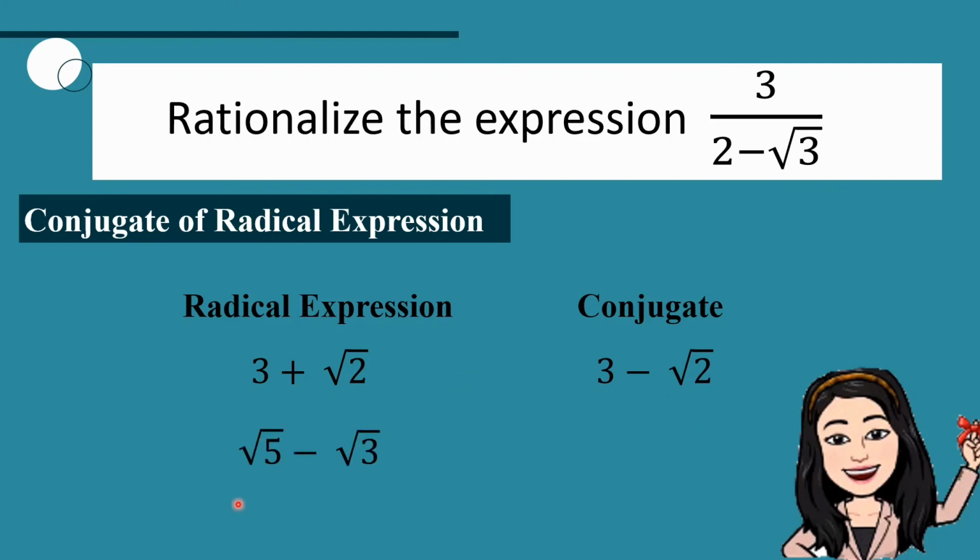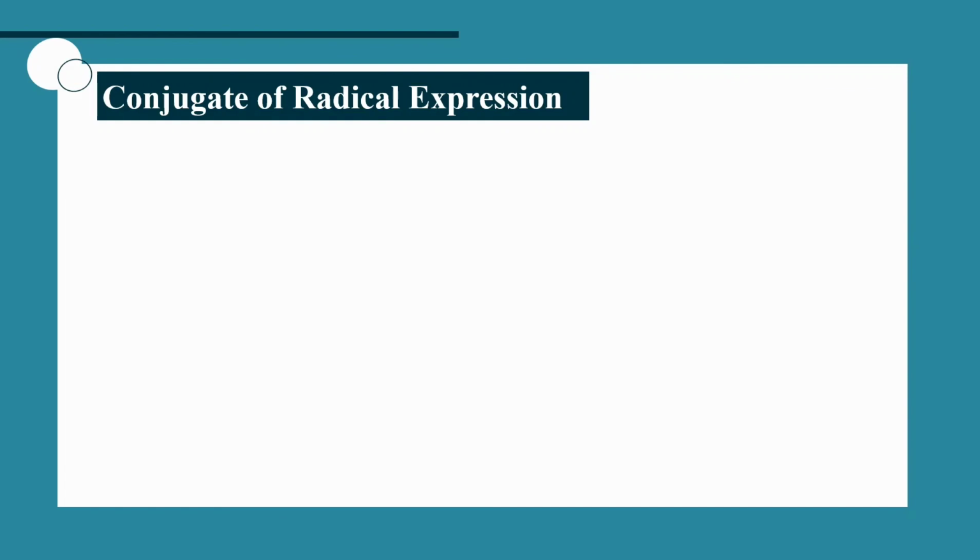How about the square root of 5 minus square root of 3? It is a binomial. Its conjugate, since this is subtraction, of course, would be addition: square root of 5 plus square root of 3. So, why do we need to get the conjugate? Isn't our target to remove the radical expression in our denominator? That is the reason why we need to multiply by its conjugate.